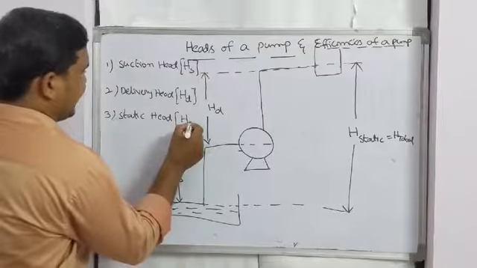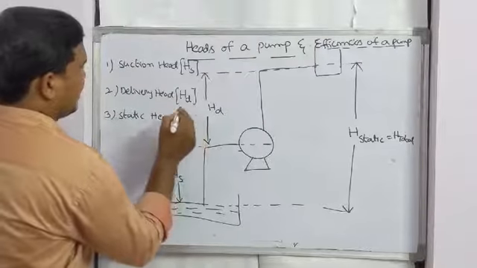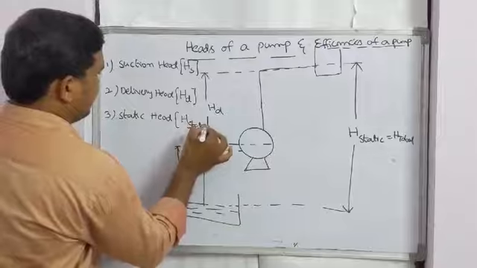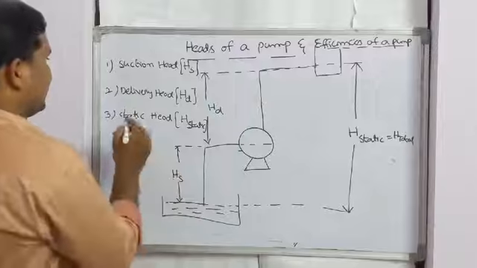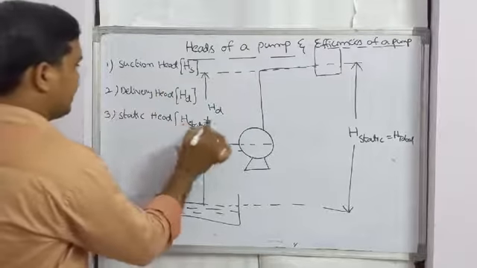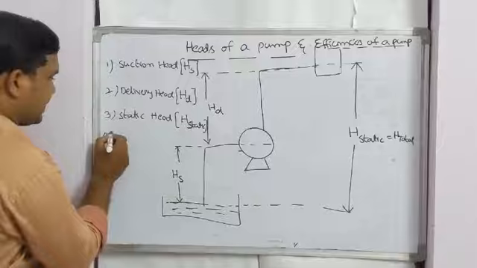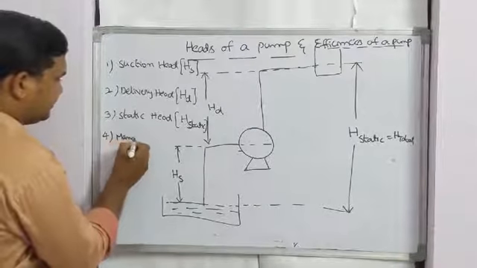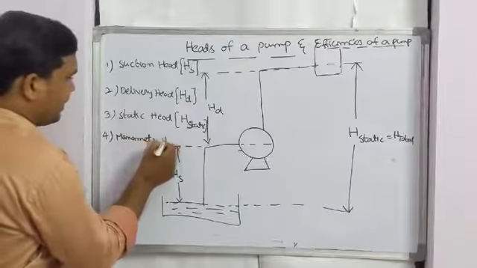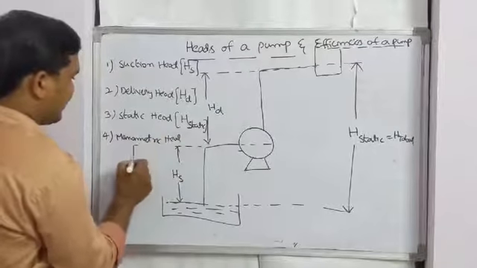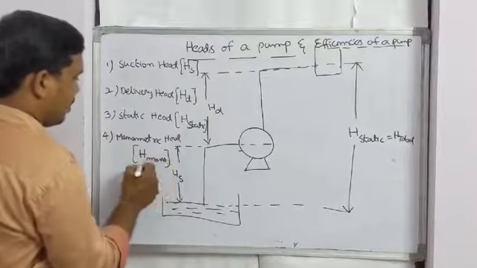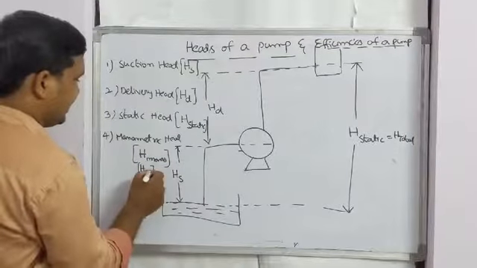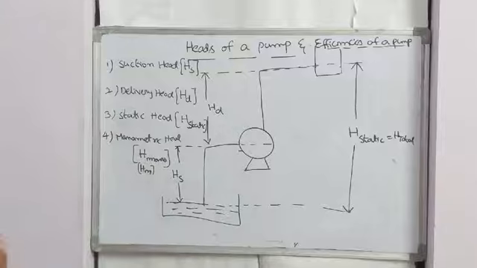For the static head we could write capital S, but to avoid confusion I write it out as static, because HS is also the suction head. If we represent it as HS, we would confuse suction head and static head. That's why I am writing static head completely. And the fourth one is the manometric head, which we can represent as H mano or HM. So there are four types of heads available for any centrifugal pump.